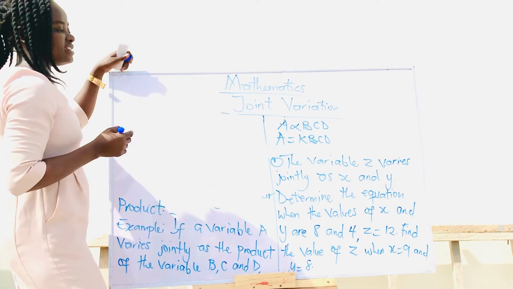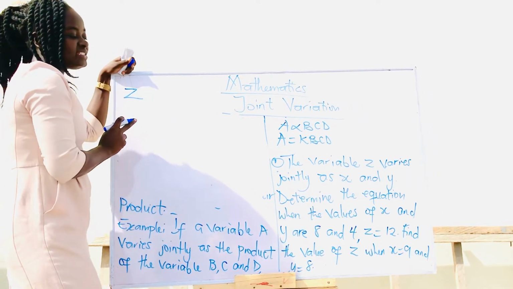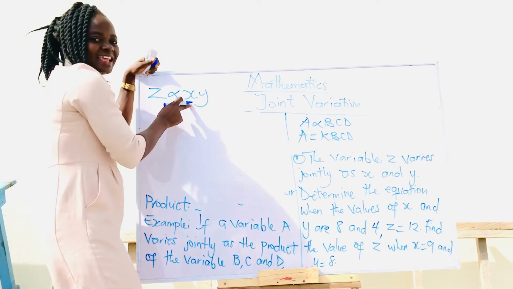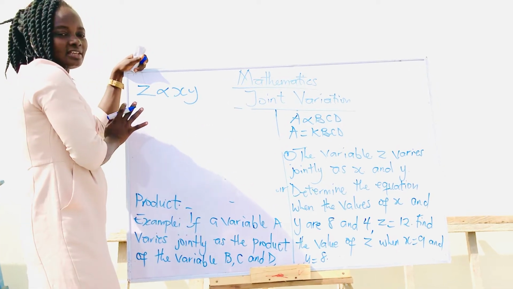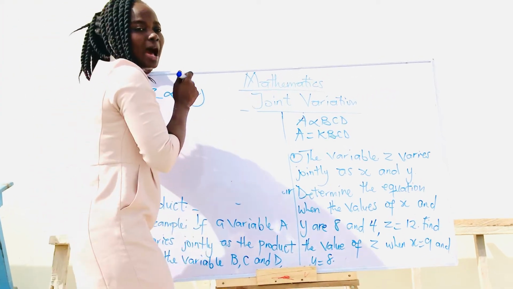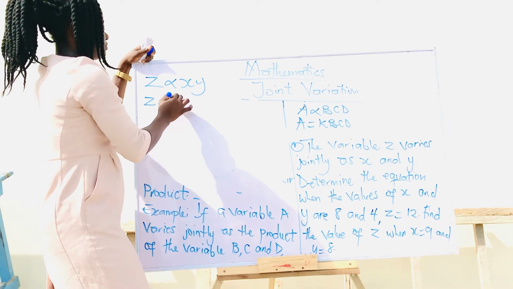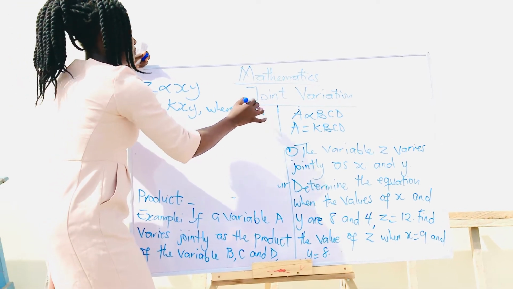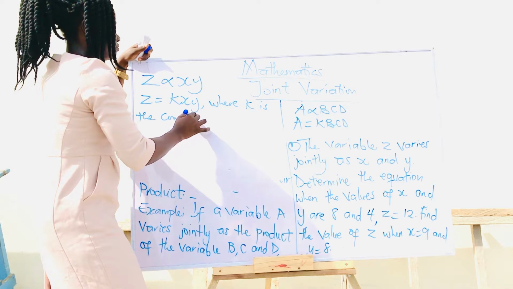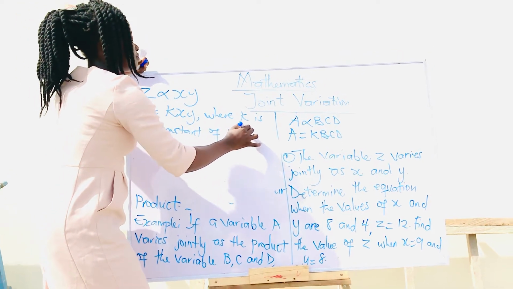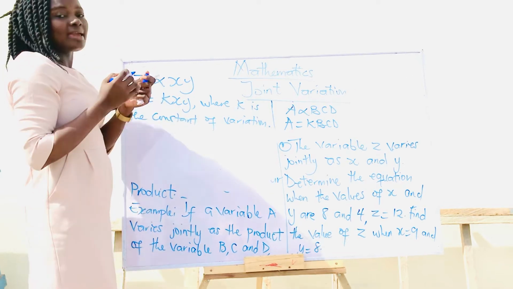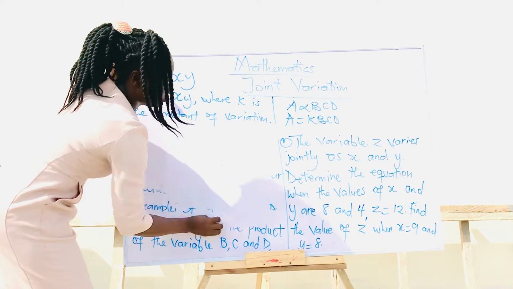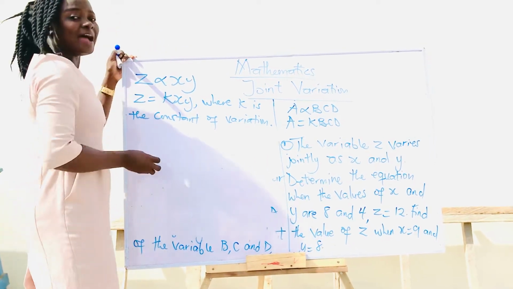In our question, it says Z varies jointly as X and Y. So this is how we write it. Then we change the sign to introduce our constant, where K is the constant of variation. After that, your focus is to find your constant.